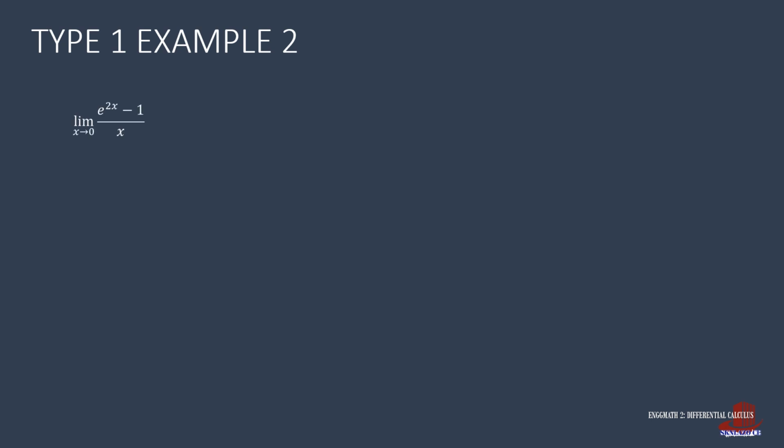The next example has the limit of e raised to 2x minus 1 all upon x as x approaches 0. Plugging 0 as x, we get e raised to 2 times 0 minus 1 all over 0, which turns into e raised to 0 minus 1 all over 0. Now any number raised to 0 makes it 1. So have this subtracted by 1 and divide everything by 0 makes the result 0 all over 0, a type 1 indeterminate form.